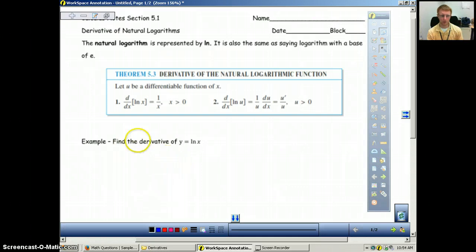And then, like I said, when it's something other than x, that's when we might get something a little bit different. So it says find the derivative of y equals ln of x. Well, that's just simply y prime equals 1 over x. Basically, the derivative of a natural log function is going to be the derivative of whatever you're taking the natural log of, in this case 1, over what you're taking the natural log of, 1 over x.